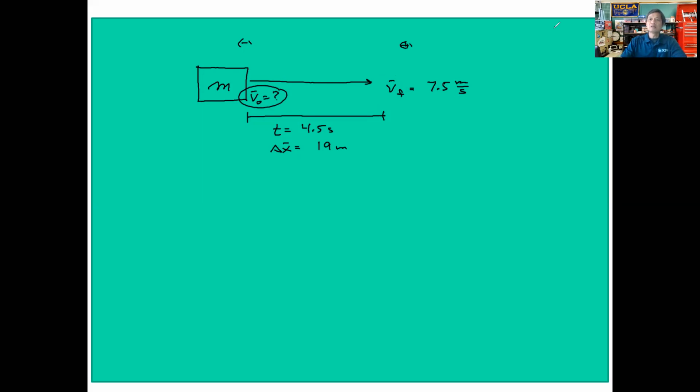Let's list the equations that we need again. V final is equal to V initial plus A times T, or delta X is equal to V times T plus 1/2 AT squared, or V final squared is equal to V initial squared plus 2A delta X. Which one of these three equations will give us V initial? We won't use the middle one, because it has V initial in it already, but this other one needs acceleration to work out.